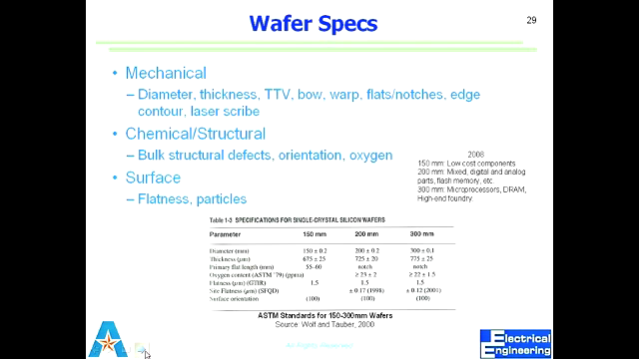Why do you want to do that? You rotate it at thousands of RPMs to do some processing. You'll see what that is. So it has to be very flat. And for the mechanical properties, we don't want notches, we want perfectly round contours. Chemically, we don't want defects. We want it to be single crystalline silicon. And the surface has to be flat and clean, no particles, very clean.